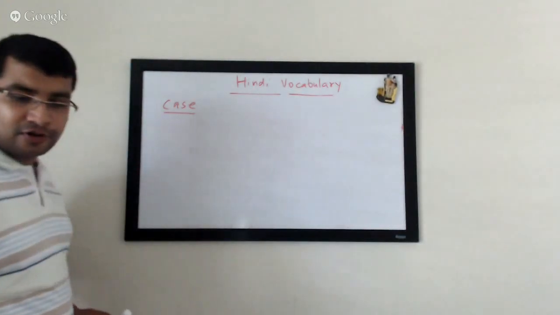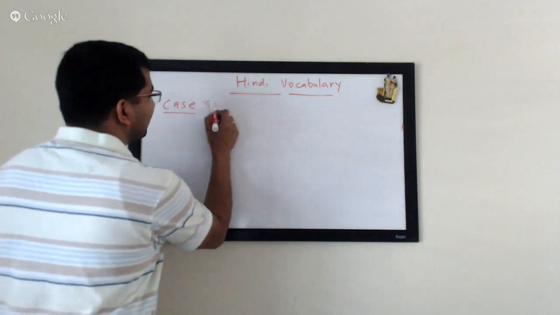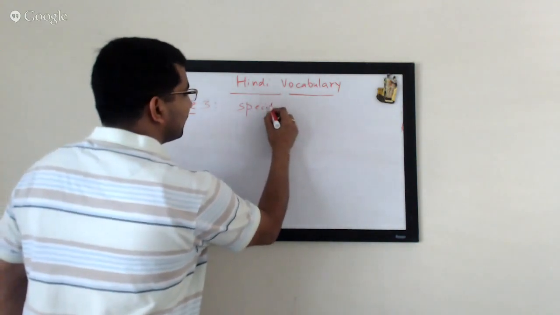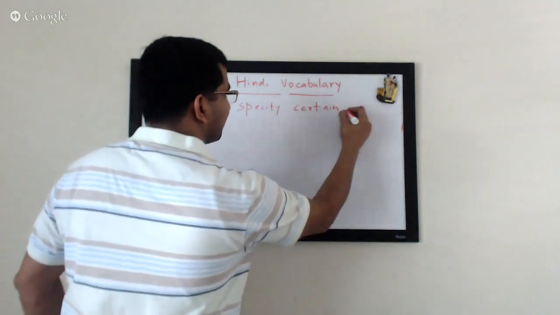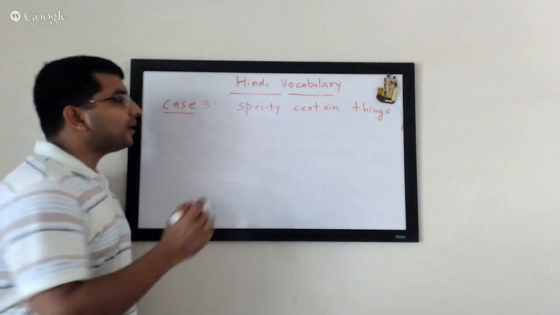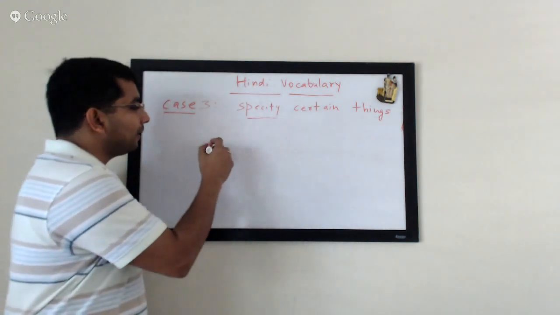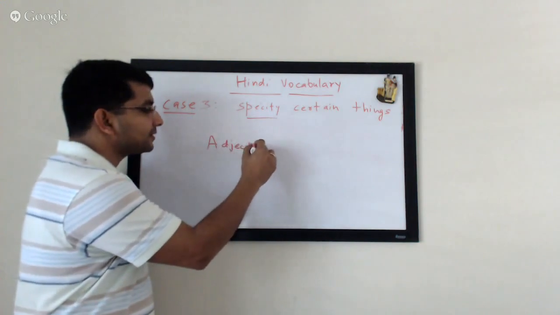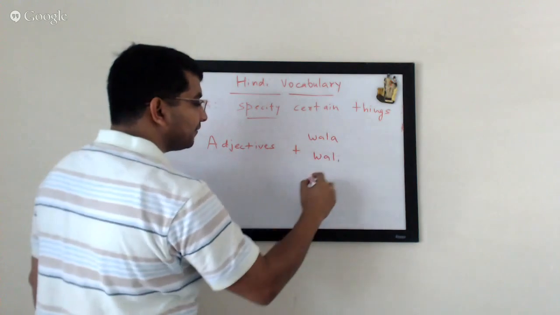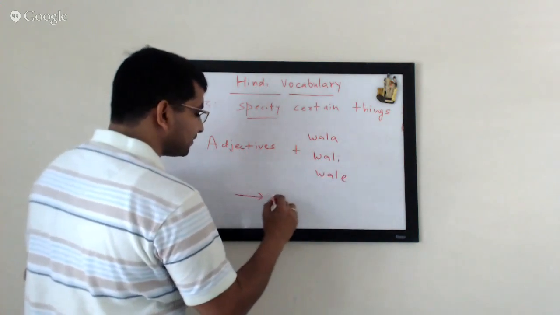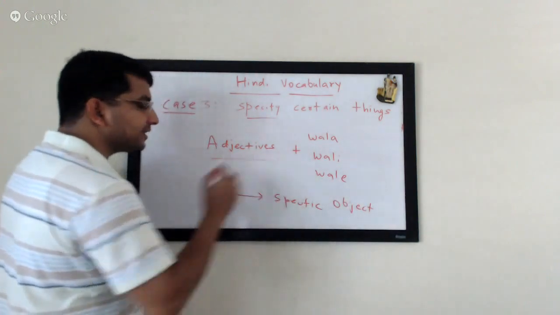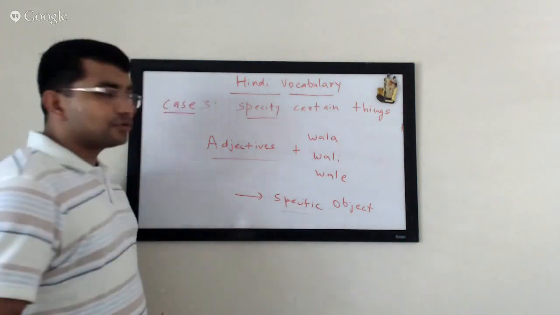So let's do case number three for Wala and Wali. In this case, when you are saying Wali or Wala, you are specifying a particular thing, right? If you are familiar with Hindi adjectives that we covered in the past, and you add Wala, Wali, and Wale to that, it makes it a very specific object. So even with the adjective, you are making it even more specific, right? So I'm going to give an example of that.